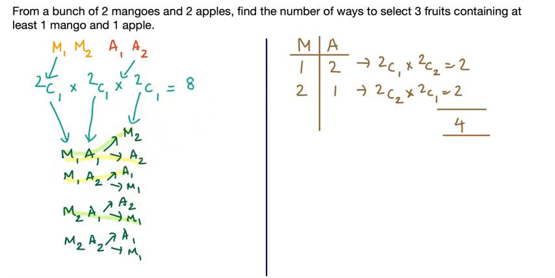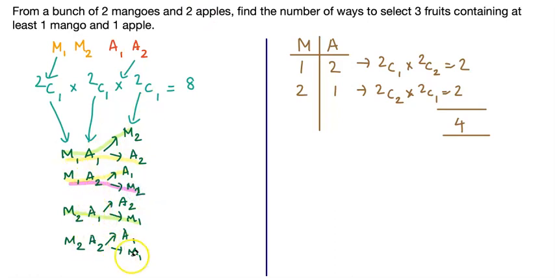And anything else? Let's see. M1, A2, M1. Oops. Did I make a mistake here? This should have been M2, I think. Okay. Yes, the others seem correct to me. Yes. Okay. So M1, M2, A2.